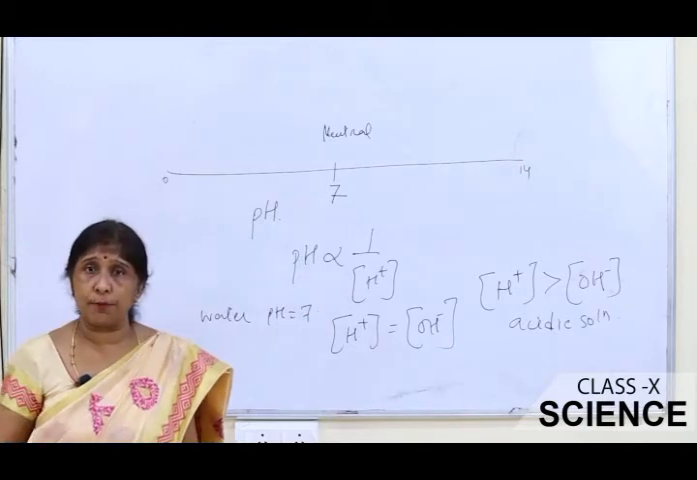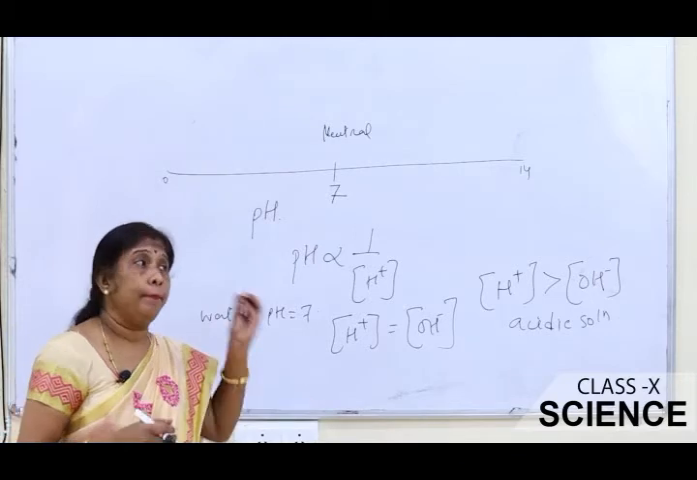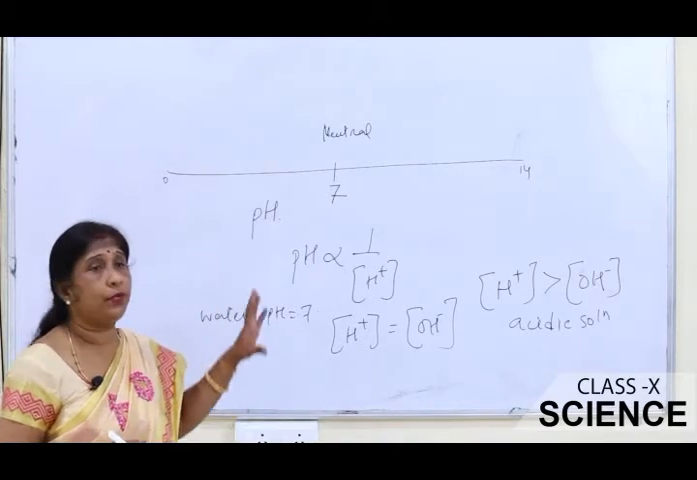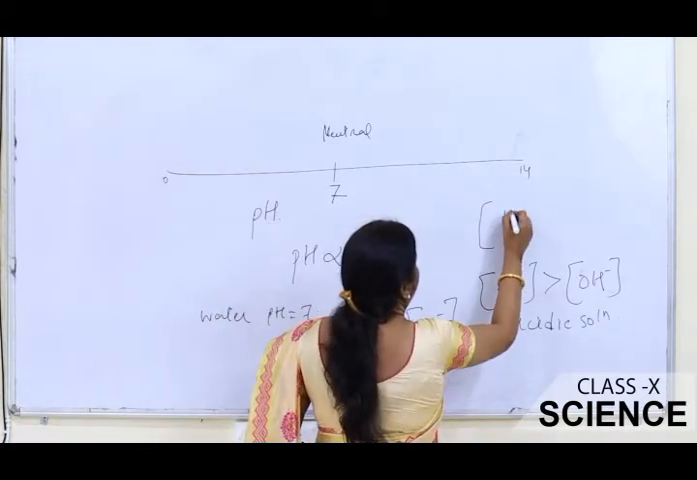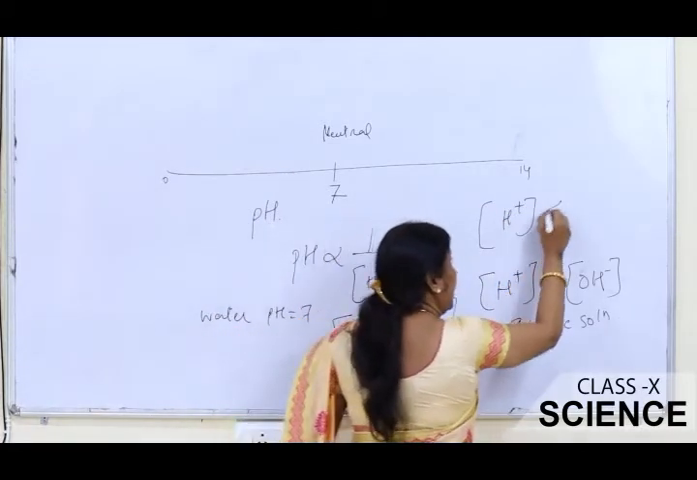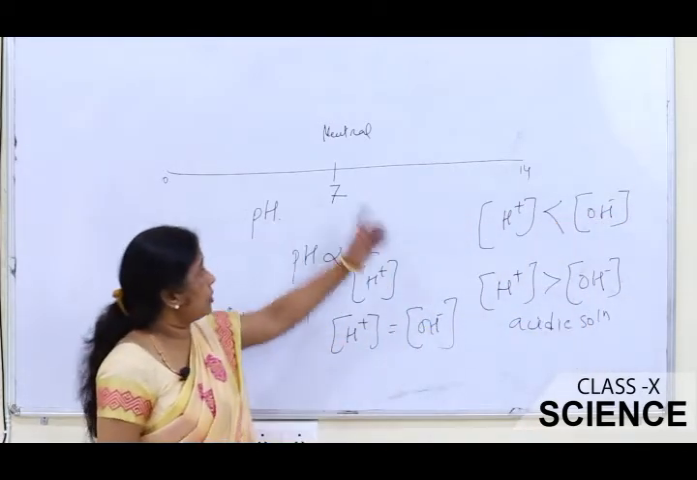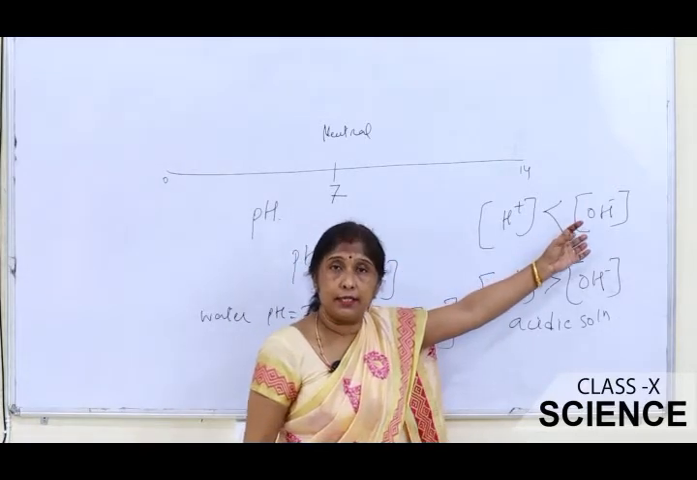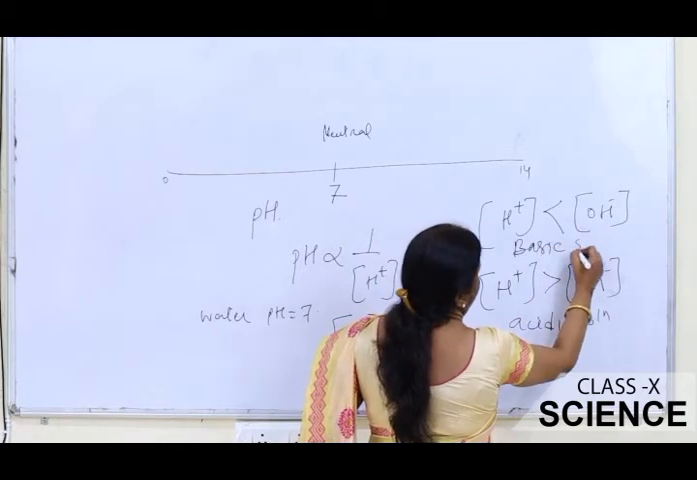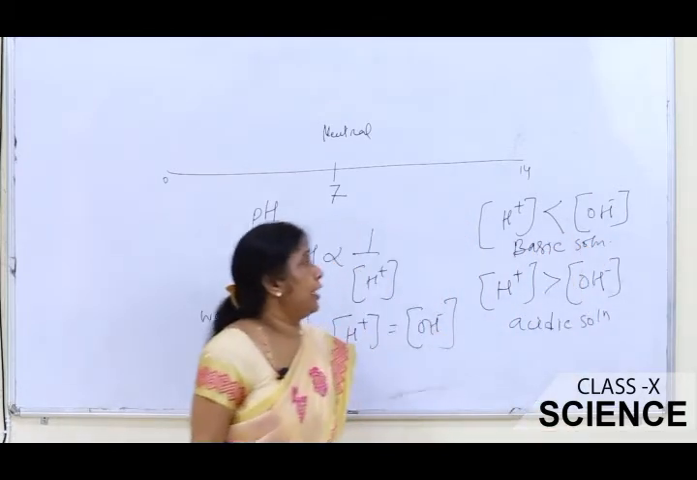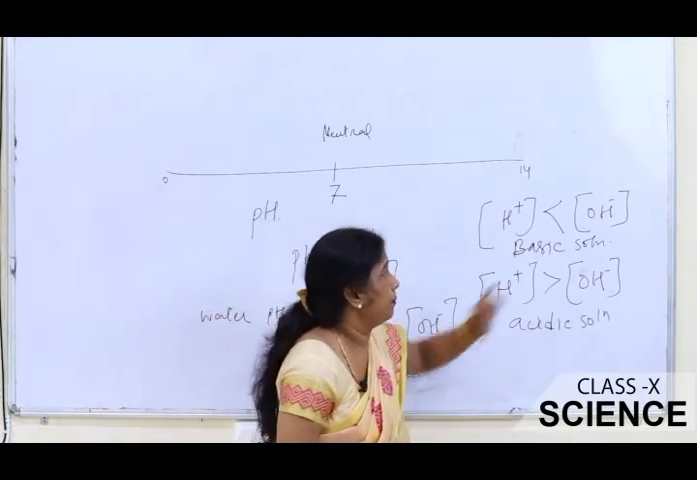Now if instead of acid, I take water and put some basic solution into the water, then what will happen? See here, the concentration of H+ ion will be less than the concentration of the OH- ion, right. So the concentration of the OH- ion increases. That means this solution becomes a basic solution.